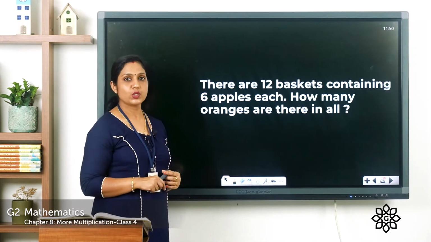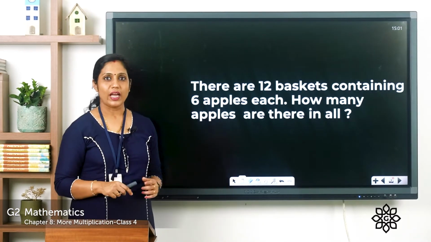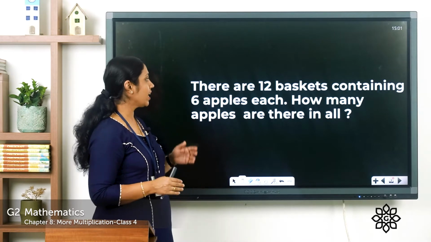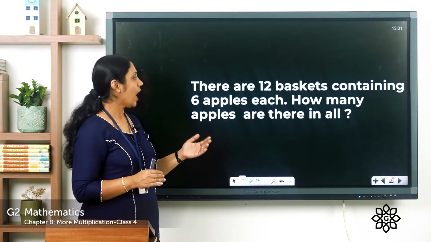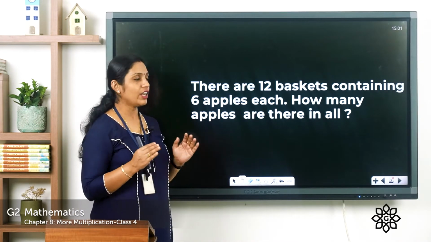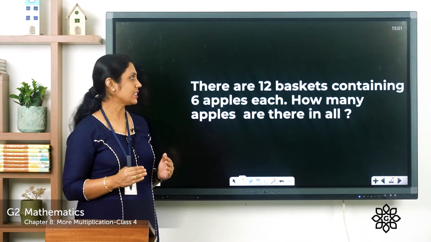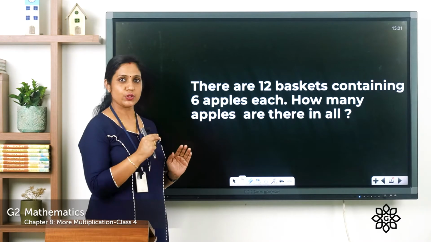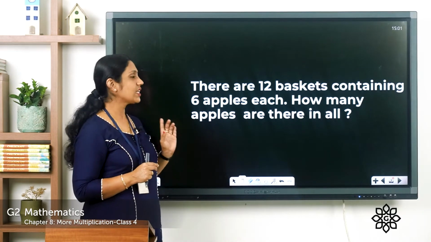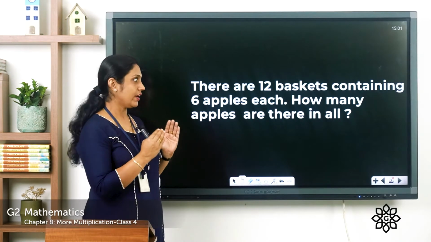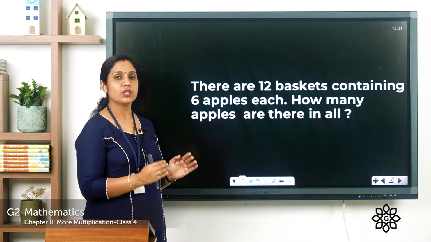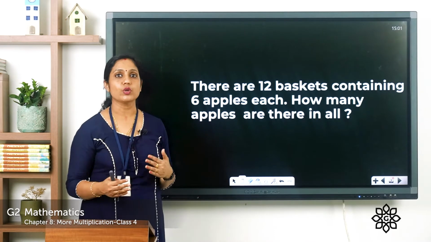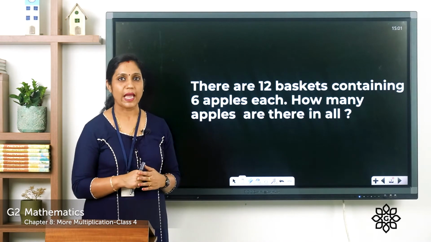Let's have a look at the next word problem. Here you have, there are 12 baskets containing 6 apples each. How many apples are there in all? So here you can see that there are 12 baskets and in one basket there are 6 apples. So there are 6 apples each. So we have to find out how many apples are there in all. So in 12 baskets, how many apples are there?